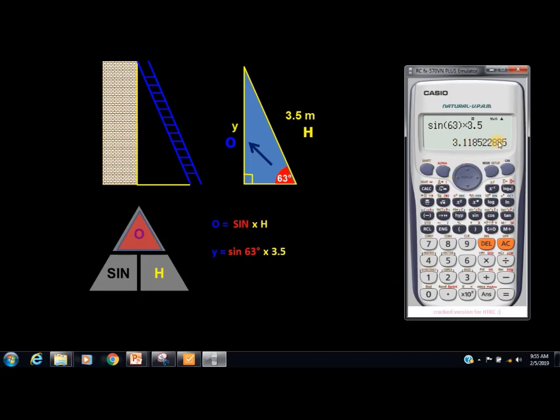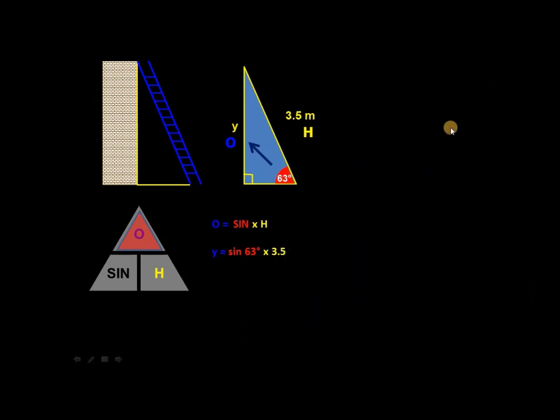This has got too many decimal places. We need to cut it. Shift, set up, fix, so 6 and then 1 decimal. The answer is 3.1. So the final answer, y equals 3.1 meters to 1 decimal place.